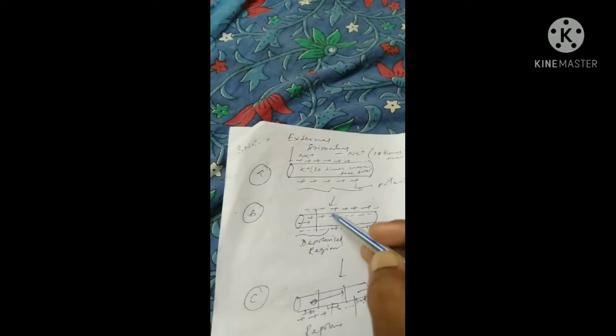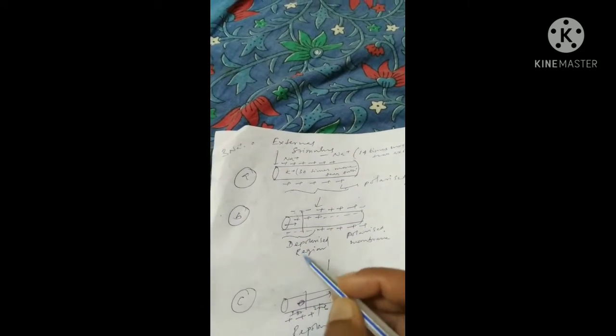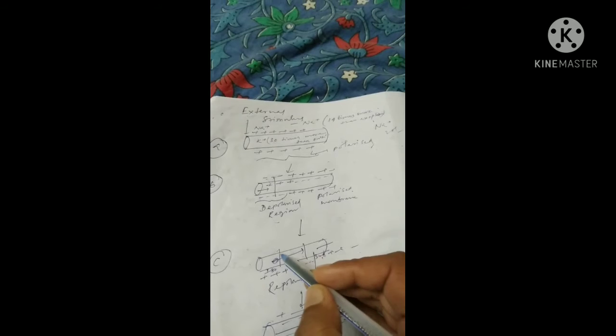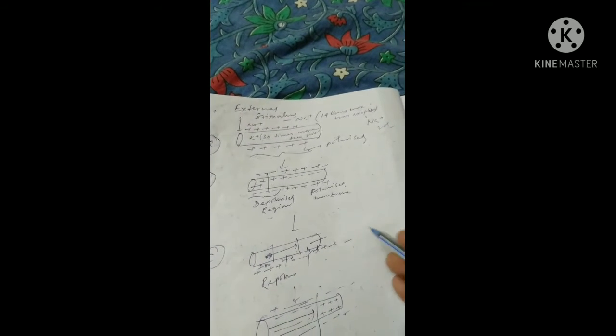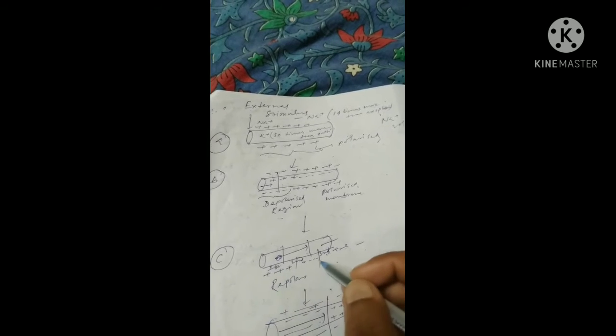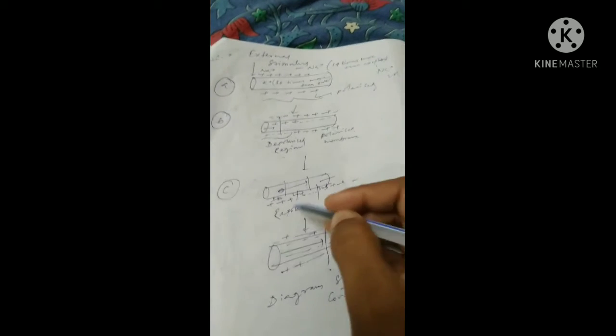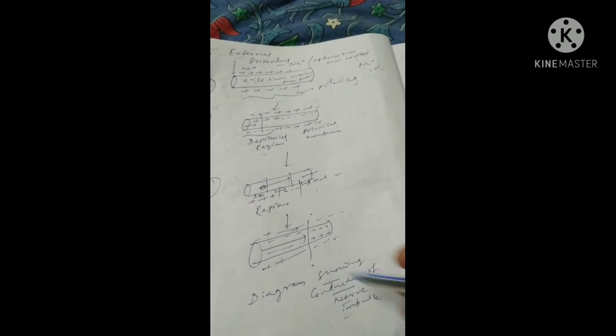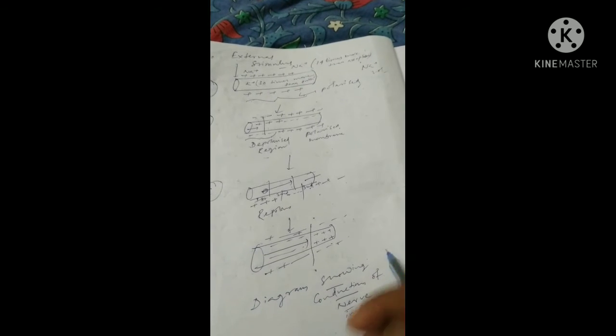And how does it change? Here we have seen the depolarized region and the polarized membrane. And with the passage of time, whenever the conductance moves forward, the depolarized region will be enhanced, and ultimately the diagram shows the conductance of the nerve impulse.